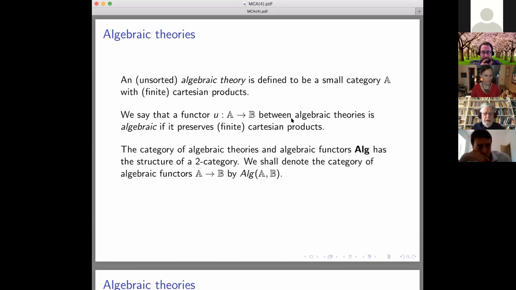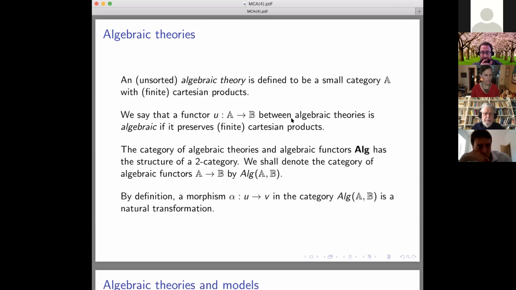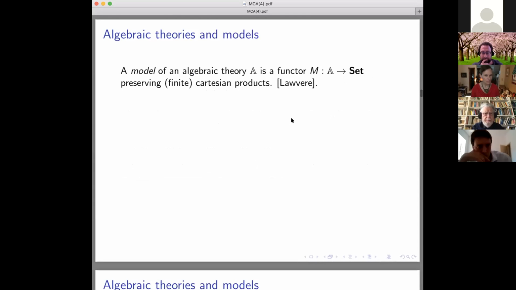The category of algebraic theories and algebraic functors has the structure of a 2-category, which means that the category of algebraic functors from A to B is, of course, a category. There are natural transformations between functors from A to B. So you just take the 2-cells of this 2-category to be the natural transformations.